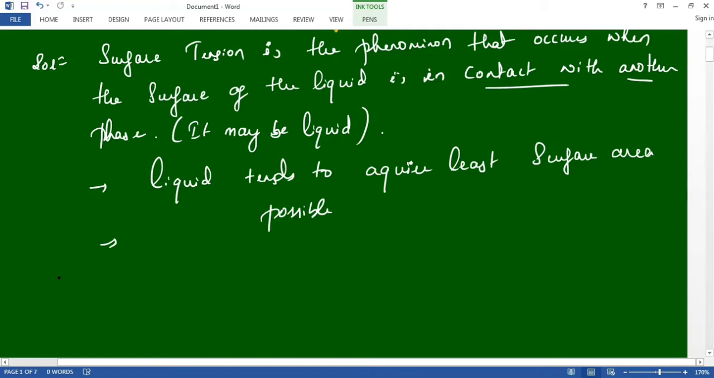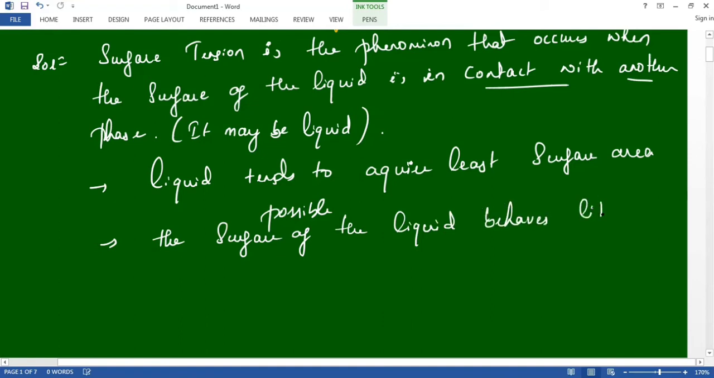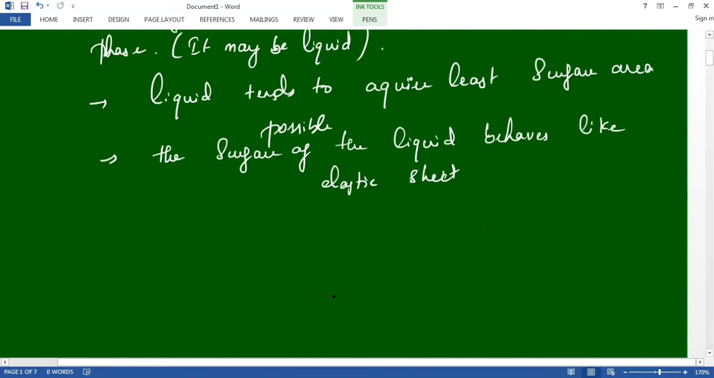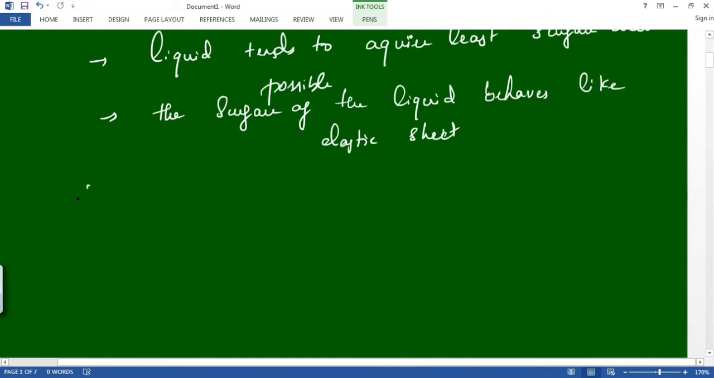The last point in this is that the surface of the liquid behaves like an elastic sheet. These are the important points.